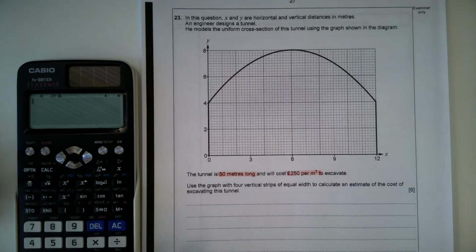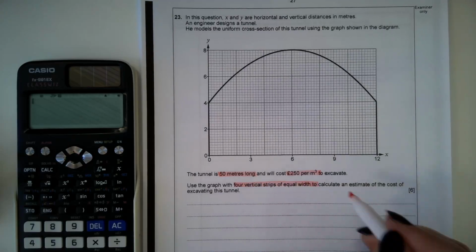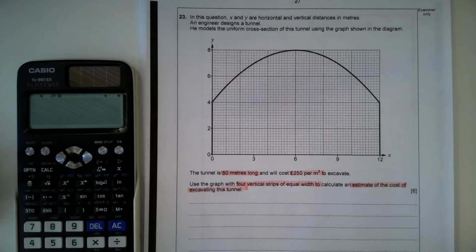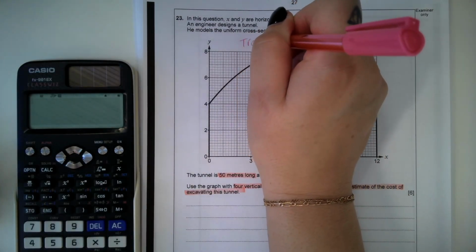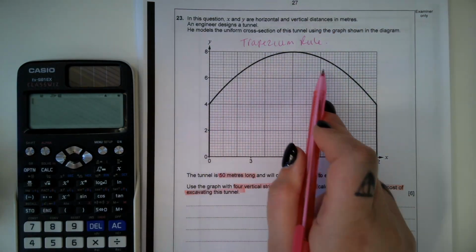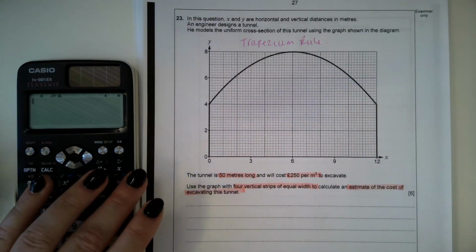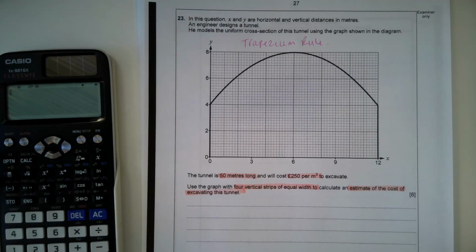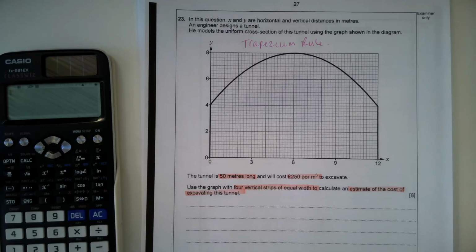So we're using the graph with 4 vertical strips of equal width to calculate an estimate of the total cost of excavating this tunnel. So this, guys, is working with the trapezium rule. So we're going to estimate the area of this cross section of the tunnel to start off with. Now I'm going to use a pen because I want you to be able to clearly see my lines, but I suggest that you potentially use a pencil because you don't want to have to rub out a load of lines or have a load of lines in pen and not make it clear to the examiner.